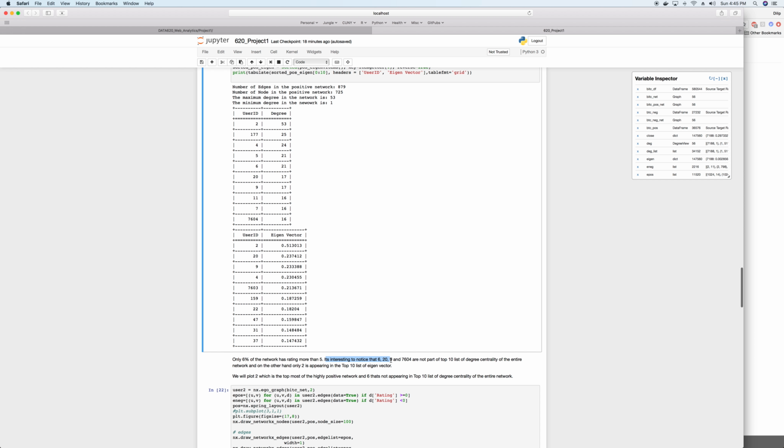It is interesting to note that 629 and 7604 are not part of the top 10 list of the degree centrality of the entire network. On the other hand, only 2 is appearing in the top 10 list of eigenvector. So we did an analysis between the positive cluster and the whole network, and then we plotted our observations.